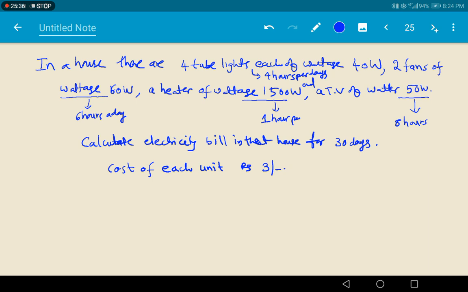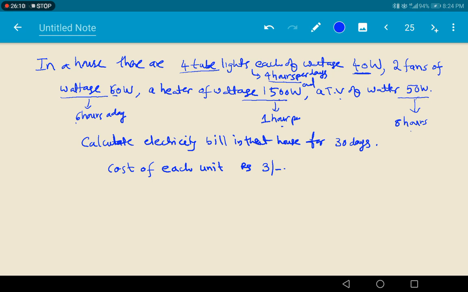How many tube lights are there? 4 tube lights are there. How many hours they used? 4 hours they used. And what is the wattage of each bulb? 40 watt. How many fans are there? 2 fans are there. What is the wattage? 60 watt. And how many hours is it used? 6 hours. Heater of 1500 and 1 hour it is used. And a TV 50 watt, 8 hours it is used. And the electricity bill we should find out for 30 days. Cost of each unit is 3 rupees.